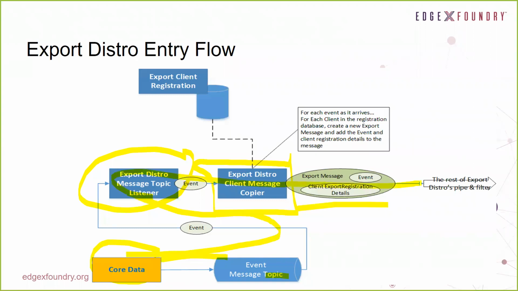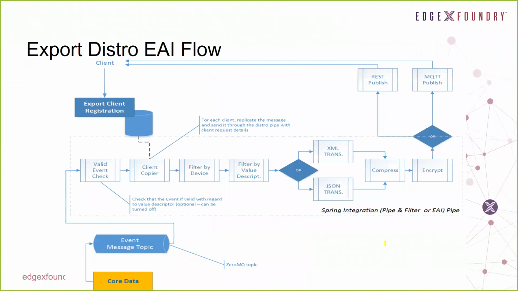So once we've got this process coming into place where data is flowing in from core data, it's getting copied and now being prepared to be sent off, what exactly happens with that data, with those events? Here's each of the little steps that goes on inside of the distribution service.